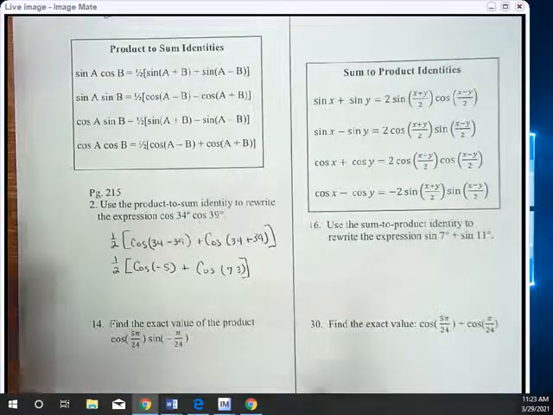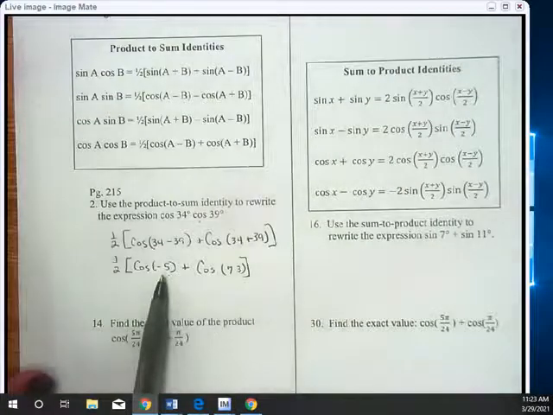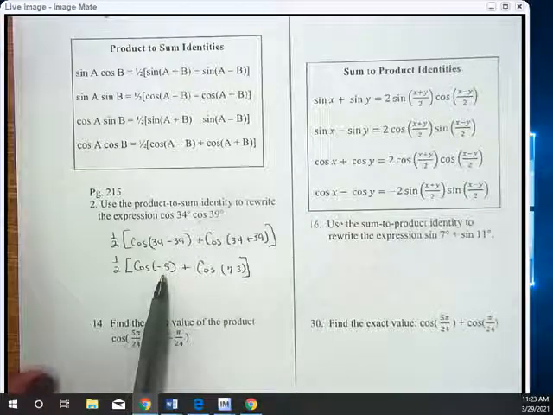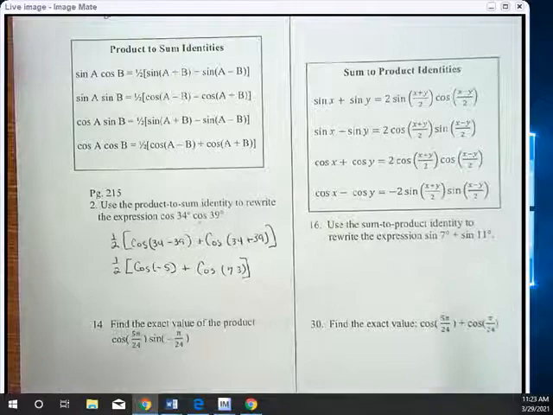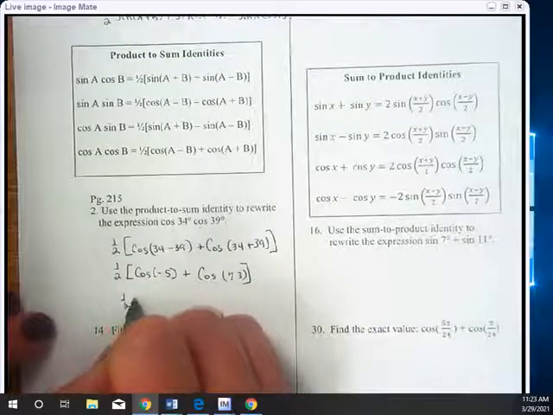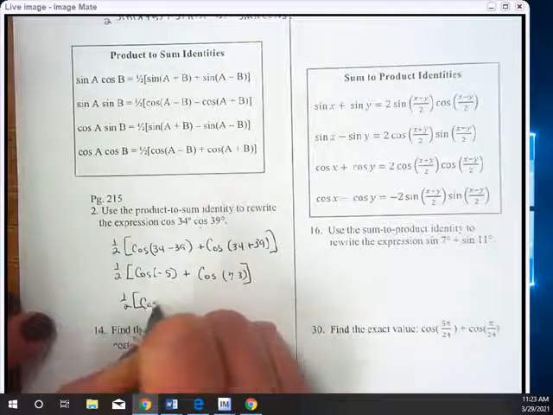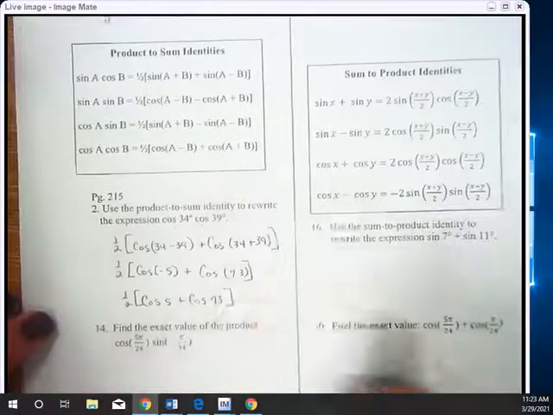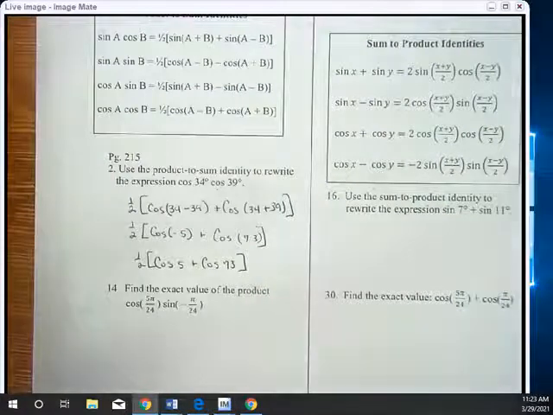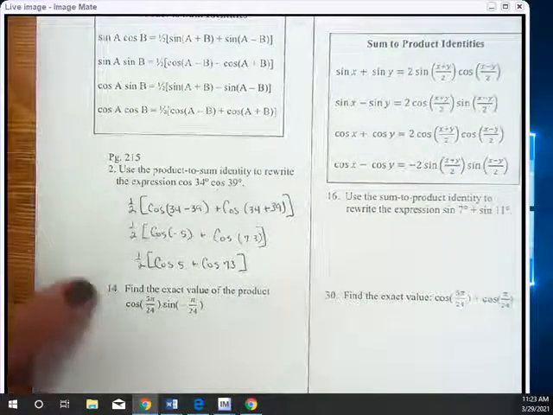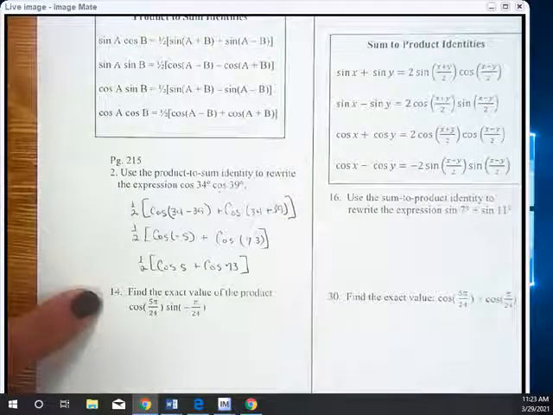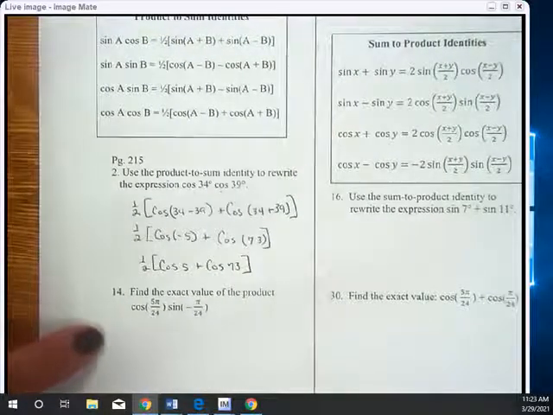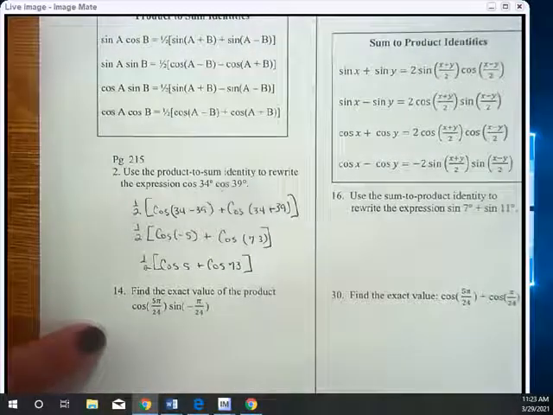What do you know about odd-even identities? The cosine of a negative is what? Is positive. It's the same as the positive value. Cosine of 5 plus cosine 73, and we're done. So you got to do, just rewrite it. Find the exact value means you're going to use your identity and then simplify it.